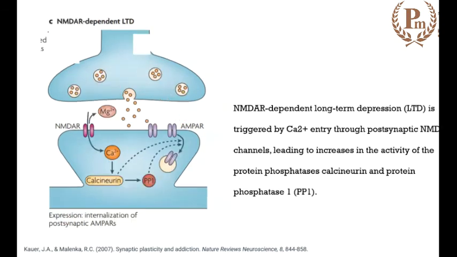Then let us come to NMDAR. Now, what we have learned till now was potentiation or synaptic facilitation. But there is another aspect of plasticity where I can increase the number of synapses. I can also have a decrease in the number of synapses. There can be depression also.